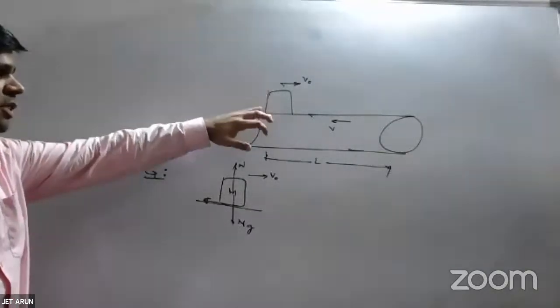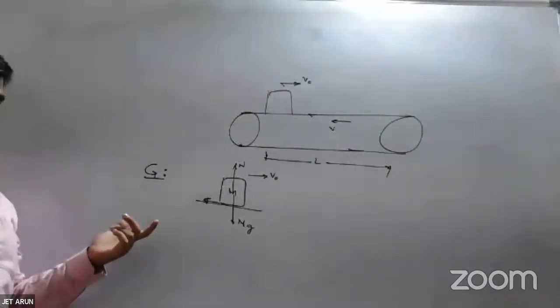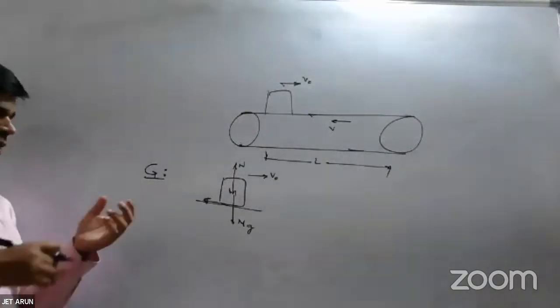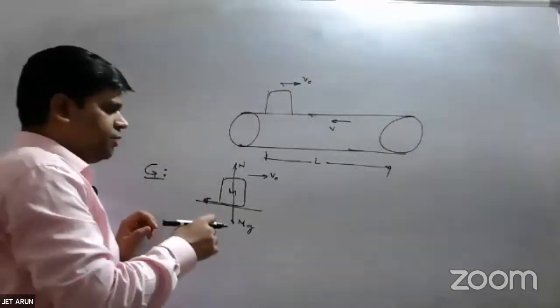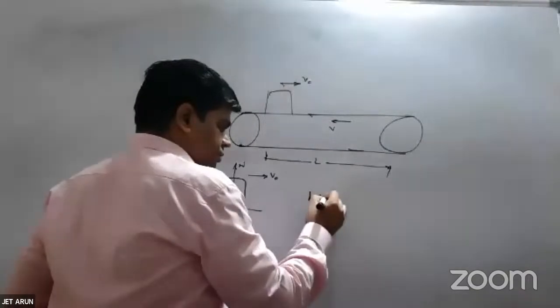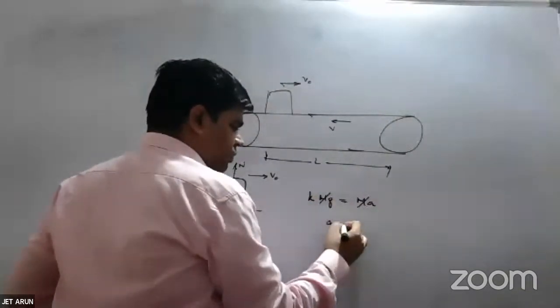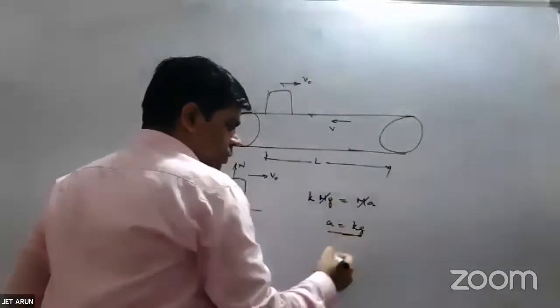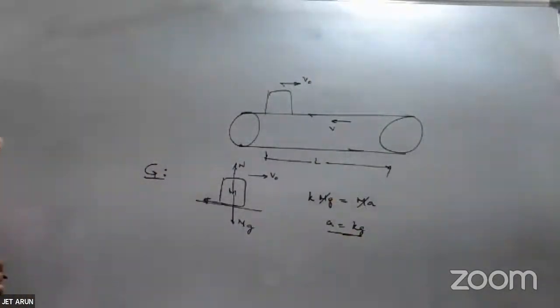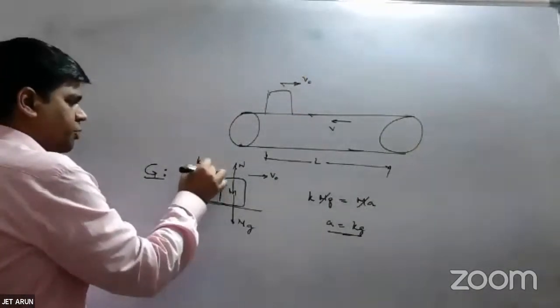Motion of the block is towards right with respect to the belt. So friction is towards left. It's kinetic friction. Kinetic friction is easy to handle because it's directly mu N. N is equal to mg here, so mu mg. So my net force is mu mg, which is equal to mass into acceleration. m gets cancelled out. a is equal to mu g. Now I know the retardation. Retardation of the particle is mu g.